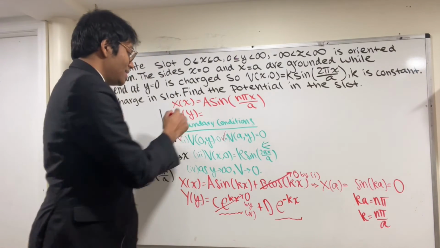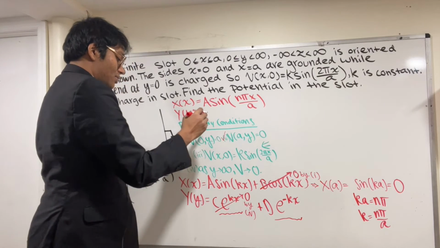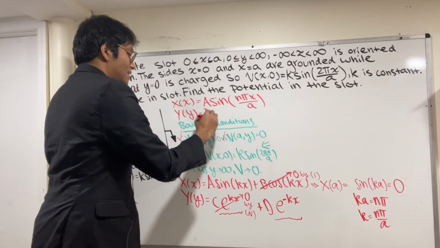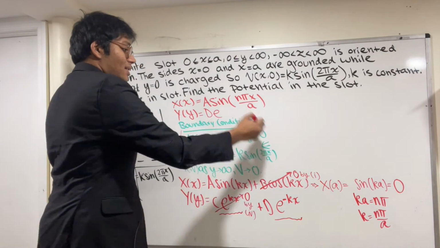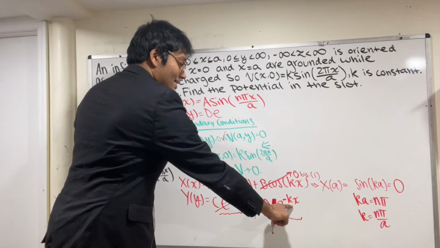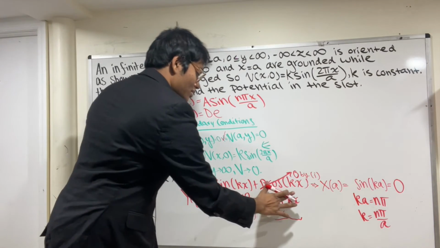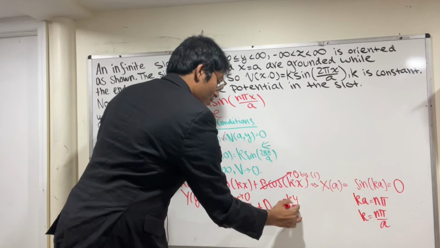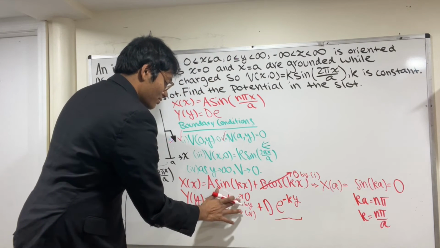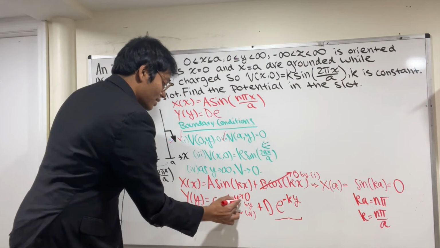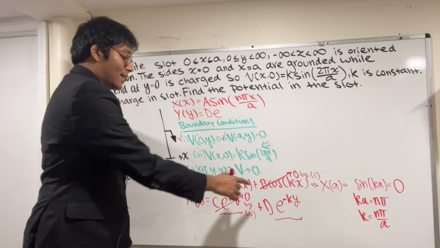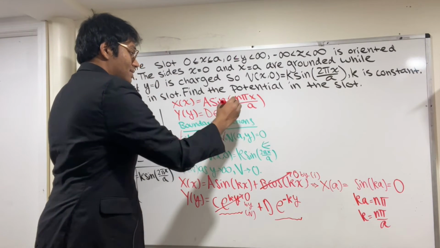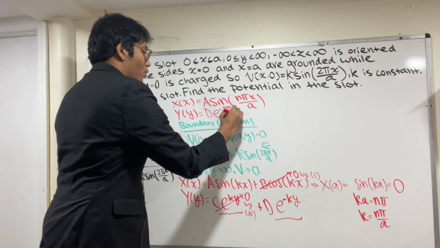Okay, so that means we're left with, for the y potential, simply d e to the minus ky, where k is n pi over a. Sorry, this should be a y here. I don't know why I mixed that up. This should also be a y here, since we're dealing with the y potential. So we have e to the minus n pi y over a.